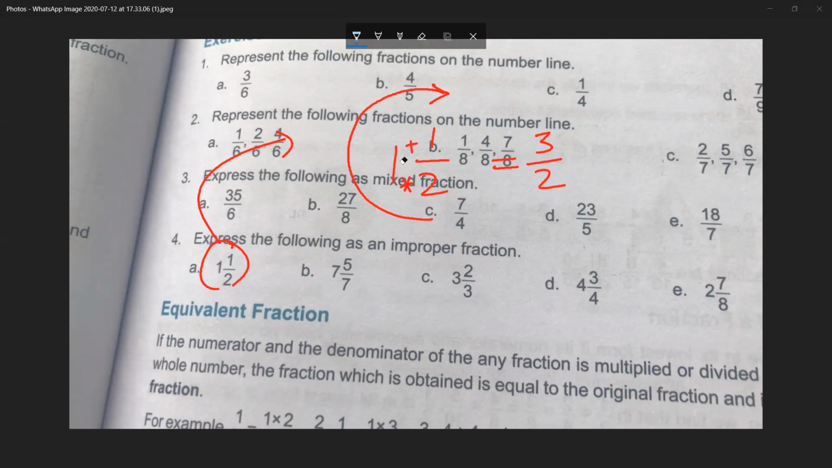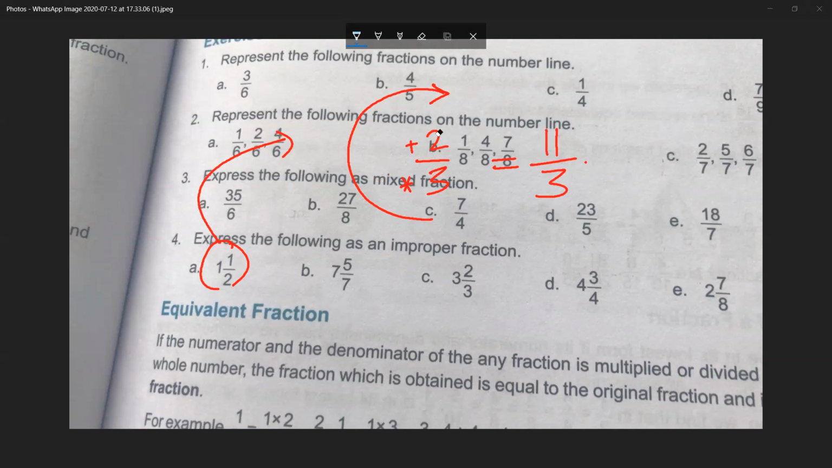I'll take another example. So for example, if I have 3 and 2 by 3. 3 into 3 gets multiplied, 3 3s are 9, plus 2 is 11. It will be 11 by 3. Sarthak, have you understood? Yes, sir.